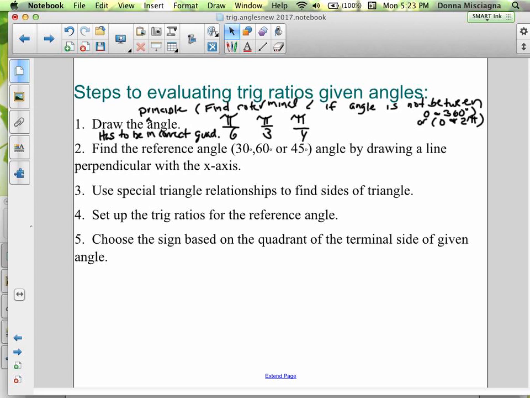In the first quadrant, they're all positive. In the second quadrant, only sine and cosecant are positive. In the third quadrant, only tangent and cotangent are positive. And in the fourth quadrant, only cosine and secant are positive. All right, so here's the steps. You have that in your notes.